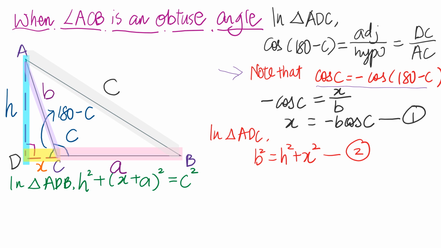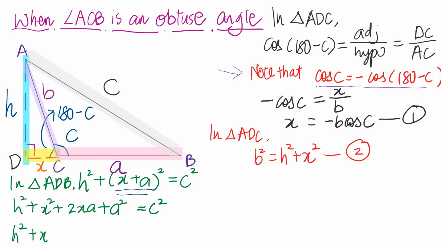So in the triangle ADB, the bigger one, using Pythagoras theorem, h squared plus DB. DB will comprise of x plus a, so you square it, equals c squared. And here what we have done is, again, we expand it using the algebraic identity, which gives you x squared plus 2ax plus a squared equals c squared.